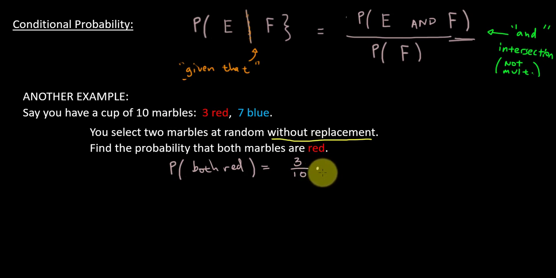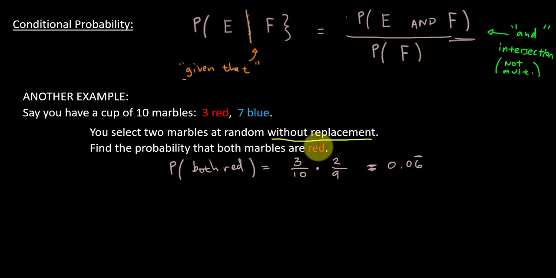There are no longer 10 marbles in the cup. There are only 9. And how many of those 9 marbles are red? Only 2, right? So this is an illustration of conditional probability. This is approximately 0.06666666. I suppose if I put the bar on the 6, I can say this is equal.